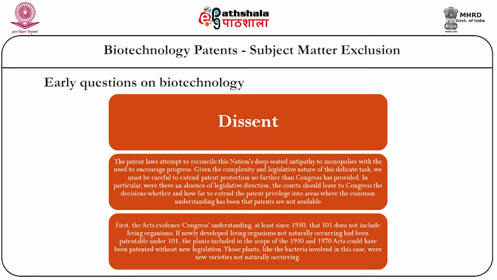If newly developed living organisms, non-naturally occurring, had been patentable under 101, the plants included in the scope of the 1930 Act and the 1970 Act, which provides plant patents, could have been patented without new legislation. Those plants, like the bacteria involved in this case, were new varieties not naturally occurring.